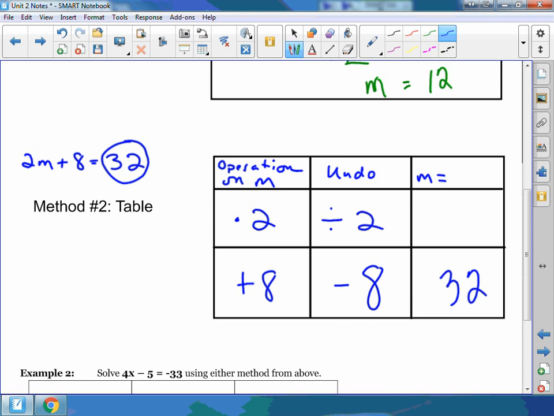So now it's set up. We sometimes call this method the zigzag method because you take this term right here and you apply this operation to it and you put the answer up in this cell here. 32 minus 8. We've done this already. 24. Take that cell, apply this operation. The value goes up here. 24 divided by 2. M is 12.